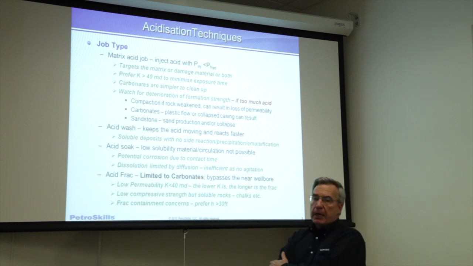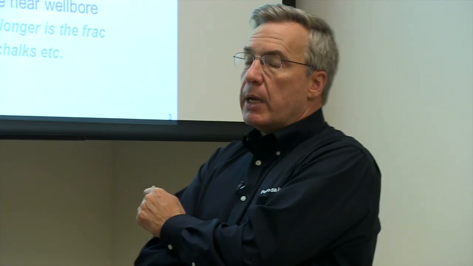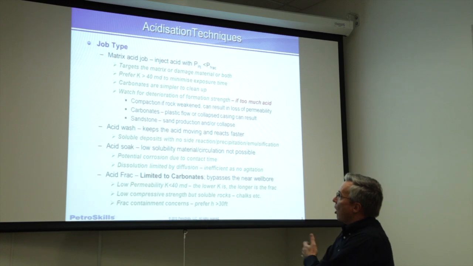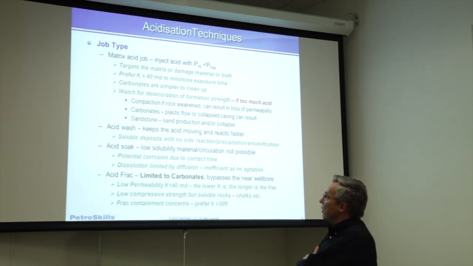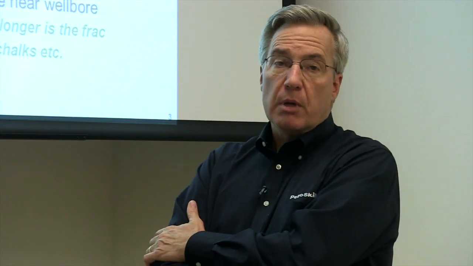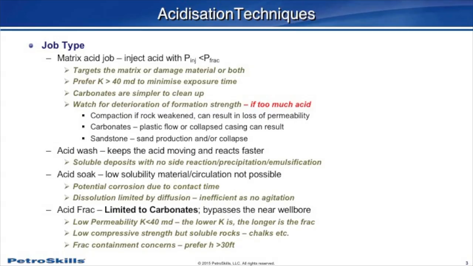One of the things to be careful about with matrix acid jobs is using too much acid or too strong an acid. If we pump too much acid, we can dissolve the cement material in our formation and actually weaken it. In carbonates, that can lead to plastic flow or collapsed casing. In sandstones, it can lead to sand production and collapsed casing as well. So very detrimental if we pump too much acid.